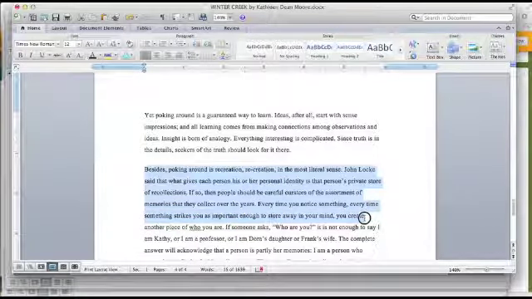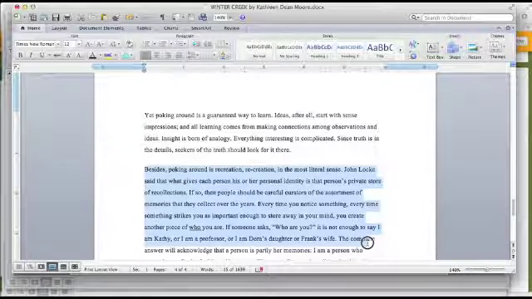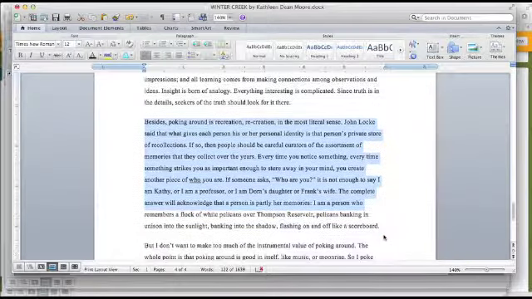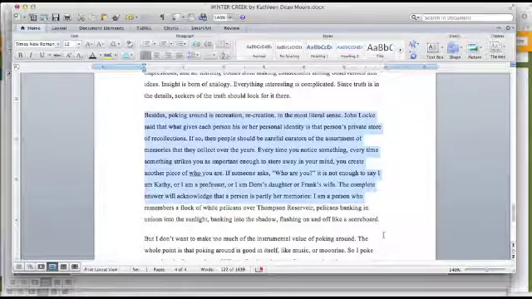If someone asks, "Who are you?" it is not enough to say, "I am Kathy," or "I am a professor," or "I am Dora's daughter," or "Frank's wife." The complete answer will acknowledge that a person is partly her memories. I am a person who remembers a flock of white pelicans over Thompson Reservoir, pelicans banking in unison into the sunlight, banking into the shadow, flashing on and off like a scoreboard.